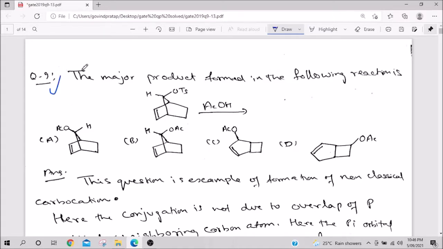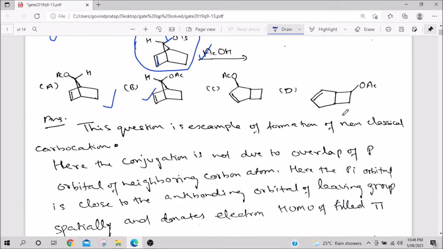The question says the major product formed in the following reaction is. So here we are having a non-Bornyl system where there is an alkene and we have OTs. OTs, you know, is an excellent leaving group, and you are reacting with acetic acid, and you want to know what is the product formed. So these are the various choices given. So basically this is an example of formation of a non-classical carbocation.